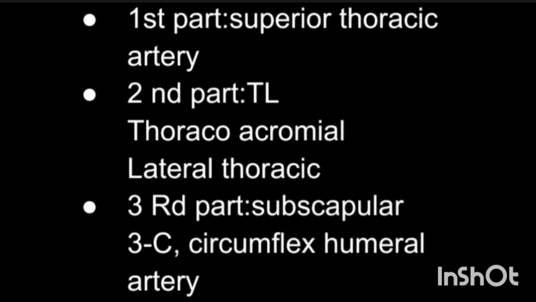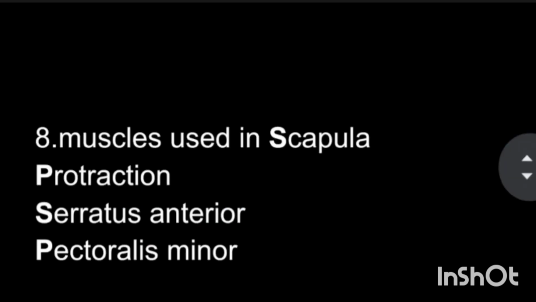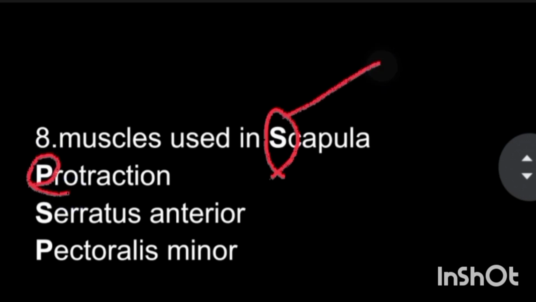From the third part, third means lower, so subscapular. C is the third alphabet, so circumflex humeral artery, both anterior and posterior circumflex humeral artery. Muscles used in scapular protraction. Here you remember scapula, first letter S, and protraction, P. S for serratus anterior and P for pectoralis minor. These two muscles are used in the scapular protraction.